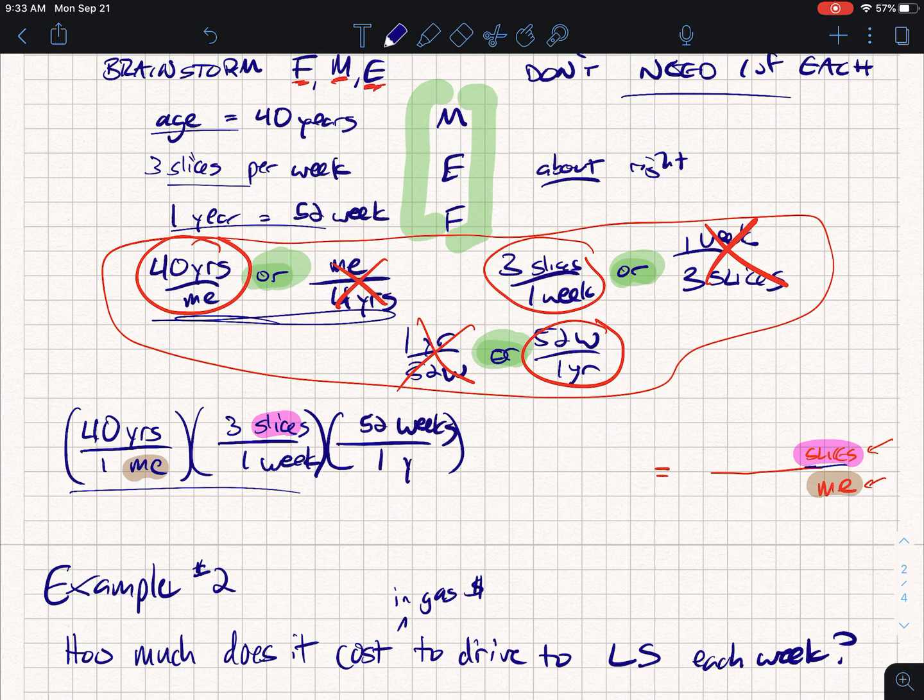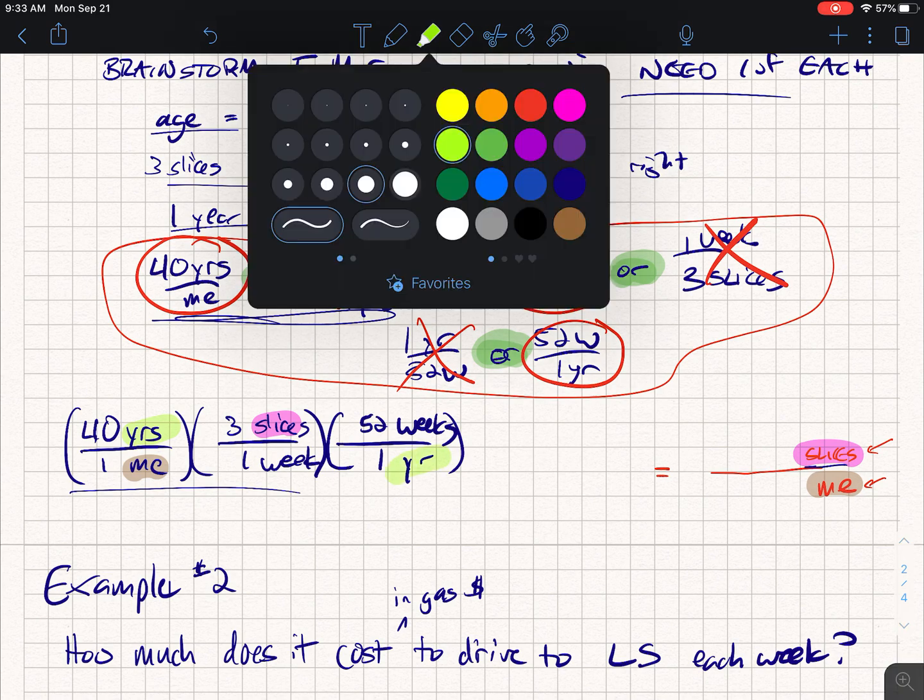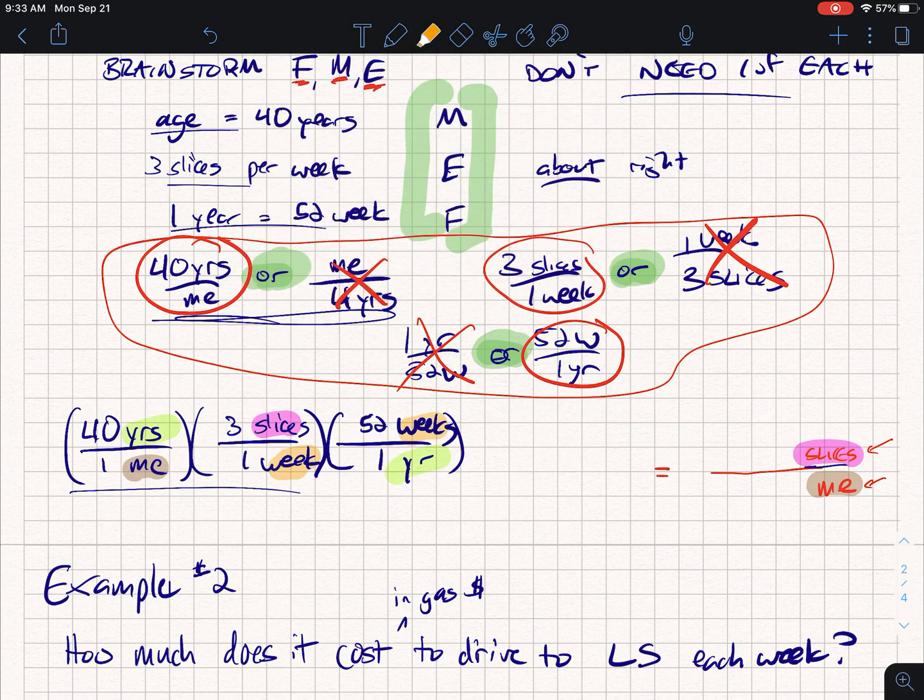52 weeks over 1 year. So if I look at my units now, I have years canceling out, and I have weeks canceling out, and all that leaves me with is slices over me, which is the units for the answer that I'm trying to find. So I wind up having 40 times 3 times 52 on the top over 1 times 1 times 1. I can't do that math in my head, but fortunately I have a calculator here, and it winds up being something like 6,240 slices of pizza that I, or me, has ever eaten in my entire life.